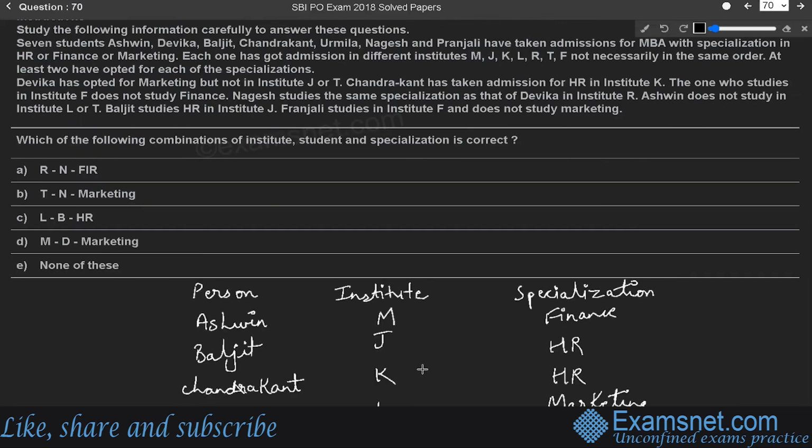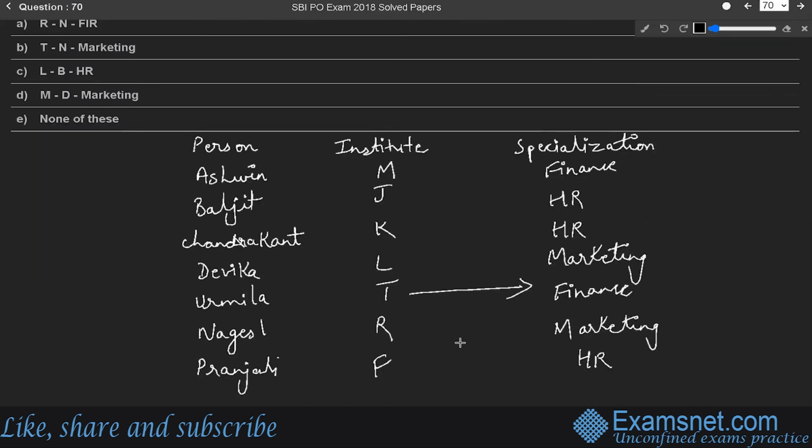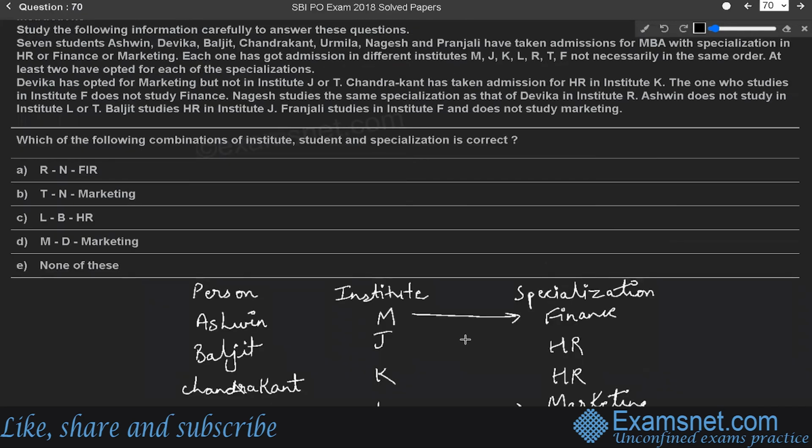Third option is L and B in HR. We can see that L has specialization in marketing and there is no such institute which is named as B. So it is also wrong. Fourth option is M and D in marketing. We can see that M is in finance and there is no such institute which is named as D. So it is also wrong. So the correct option will be option number E, which is none of this.